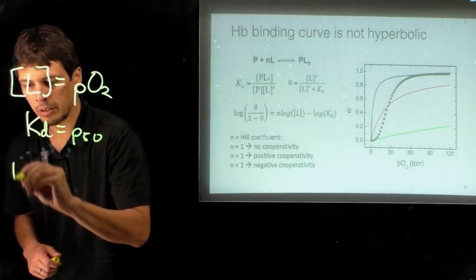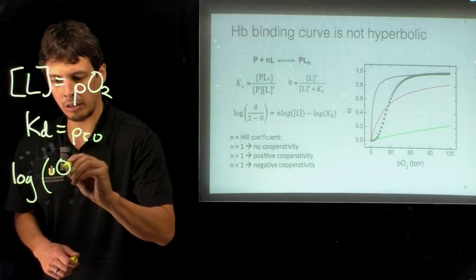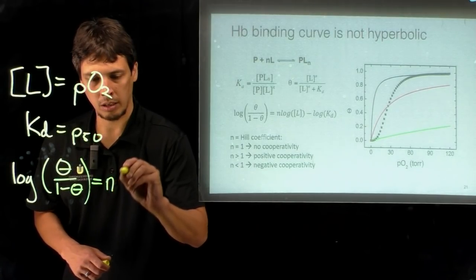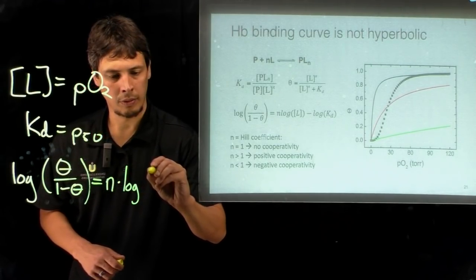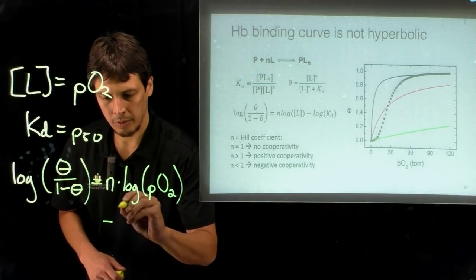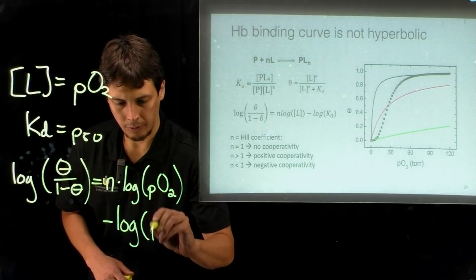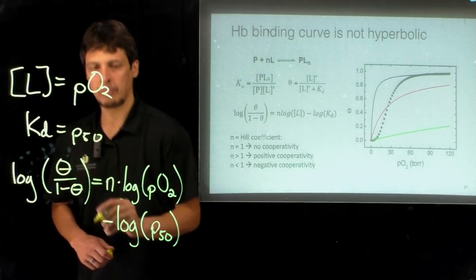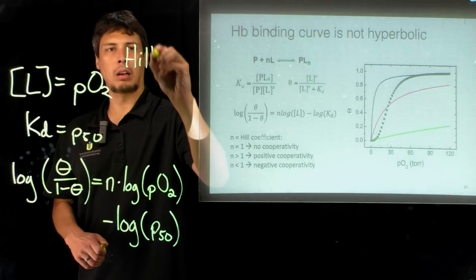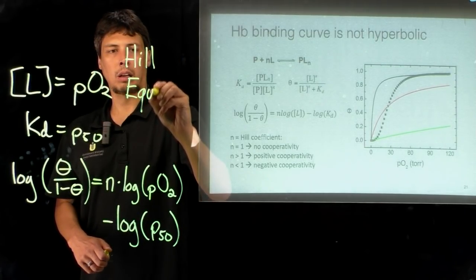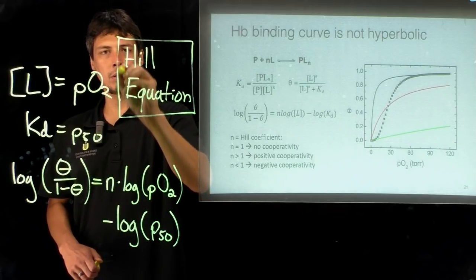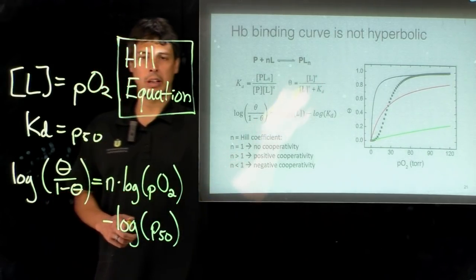So our equation in this case is the log of theta over 1 minus theta equals n times the log of PO2 minus the log of P50. Okay? The form of this equation, in either form, is called the Hill equation. And we can use this to fit sigmoidal O2 binding plots, such as that observed for hemoglobin.